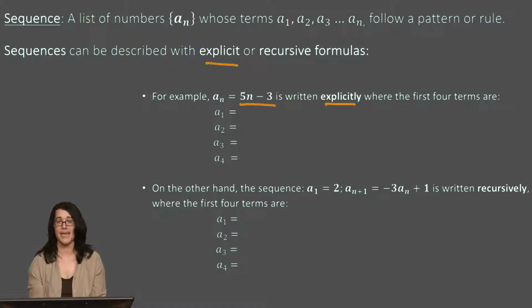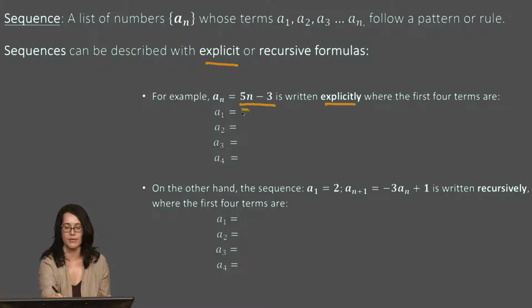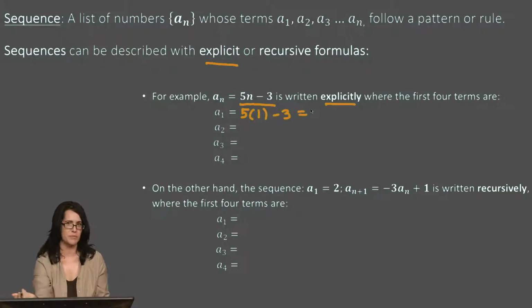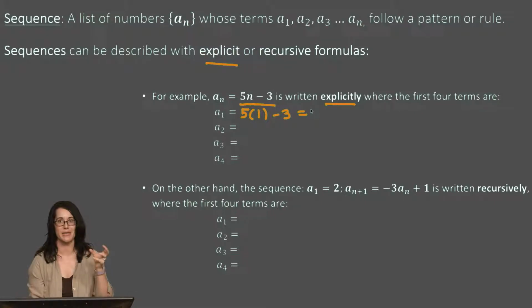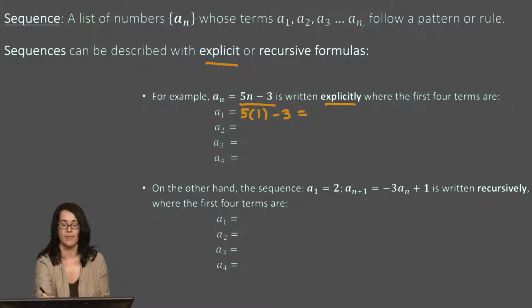So for example, A sub 1 would be the first term when n is replaced with 1. So for example, 5 times 1 minus 3. You've done this before with function notation, haven't you? Just replacing your variable with the appropriate input. So in this case, 5 minus 3 is 2, and 2 must be our first term. So if I was writing out this explicitly defined sequence, the first term would be a 2.